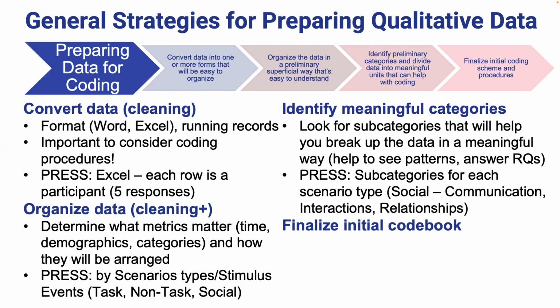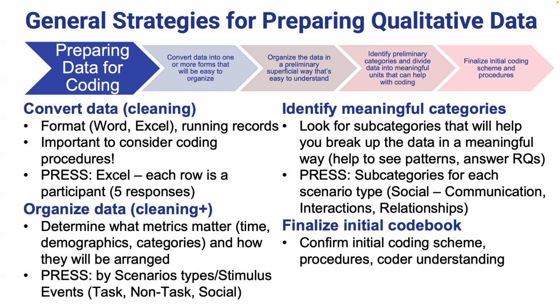And then the last step in this stage, again, that's when that last red thing was supposed to pop up, is to finalize your initial code book. So you want to confirm your initial coding scheme, procedures, and coder understanding. So now that you've organized it, did the coding scheme still make sense? Am I missing anything? Do I want to apply all the codes to every single one? These are where you come up with your initial set of rules for coding and how to code it.